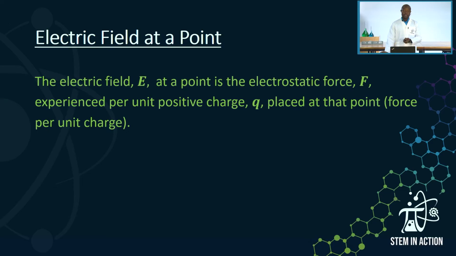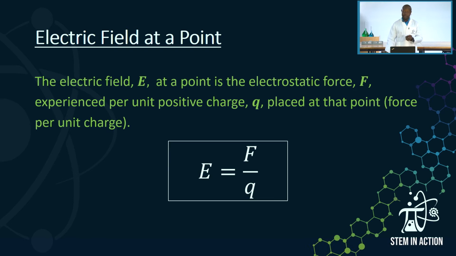So the electric field E at a point is the electrostatic force F experienced per unit positive charge, Q, placed at that point. Or we can say it is the force per unit charge. So it is simply how much force is being experienced per given amount of charge, right? And we can come up with a formula for that, which says E is equal to F over Q, where F is the force and Q is the charge at that point.